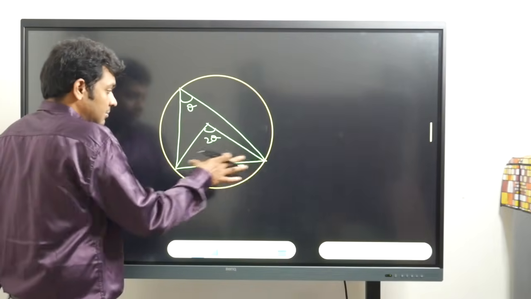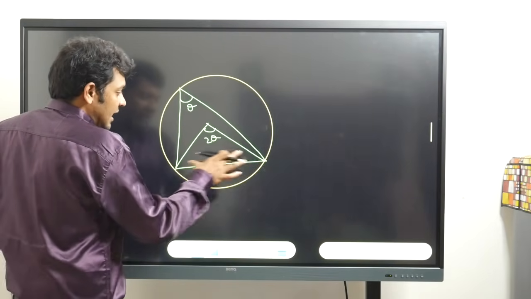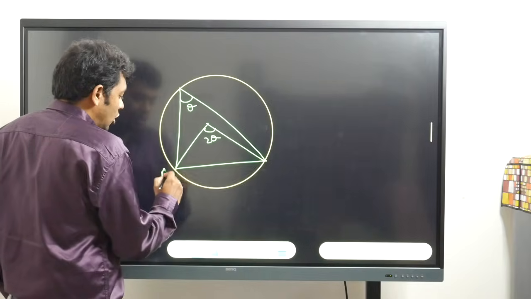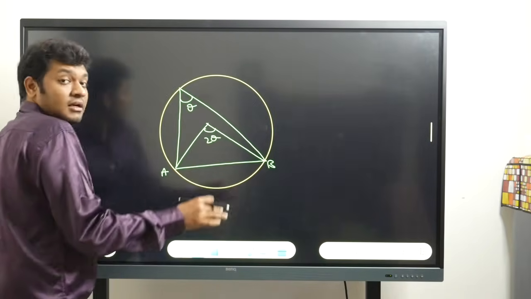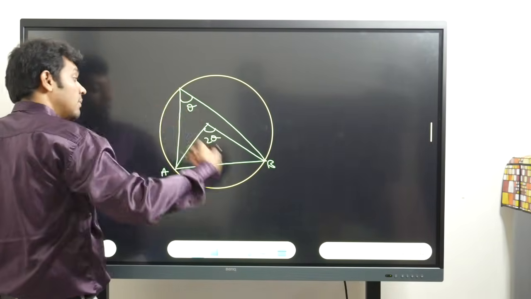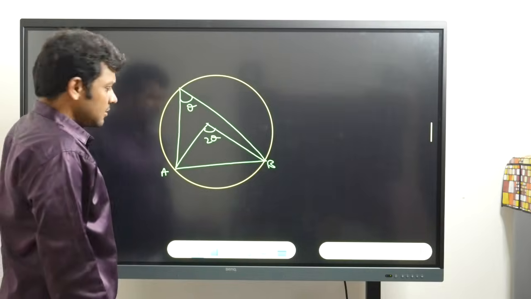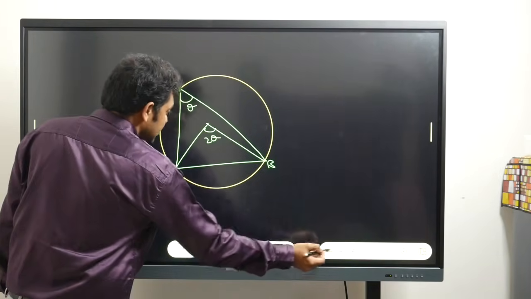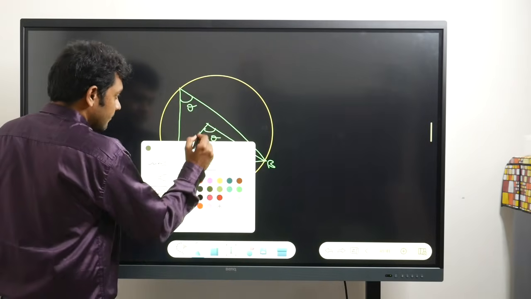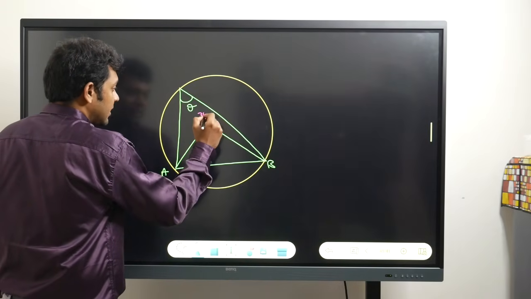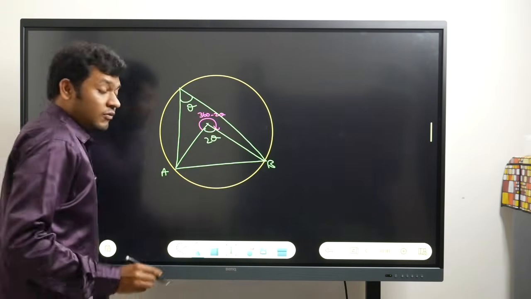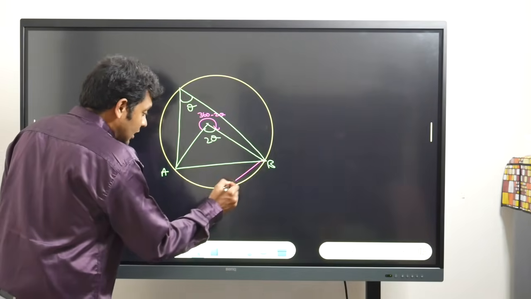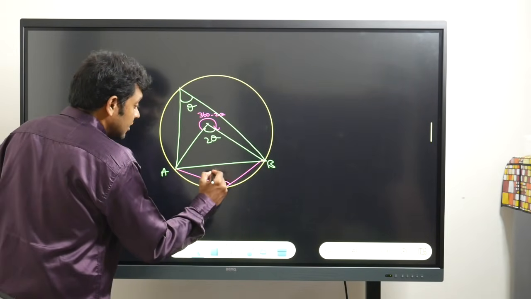Okay, so if it's a minor arc, this is the angle made by this particular chord AB. It's making the center angle, and that angle will be twice the angle made by the chord in the upper portion. Similarly, if this portion is 2 theta, this has to be 360 minus 2 theta. And we know in a cyclic quadrilateral, opposite angles are supplementary.